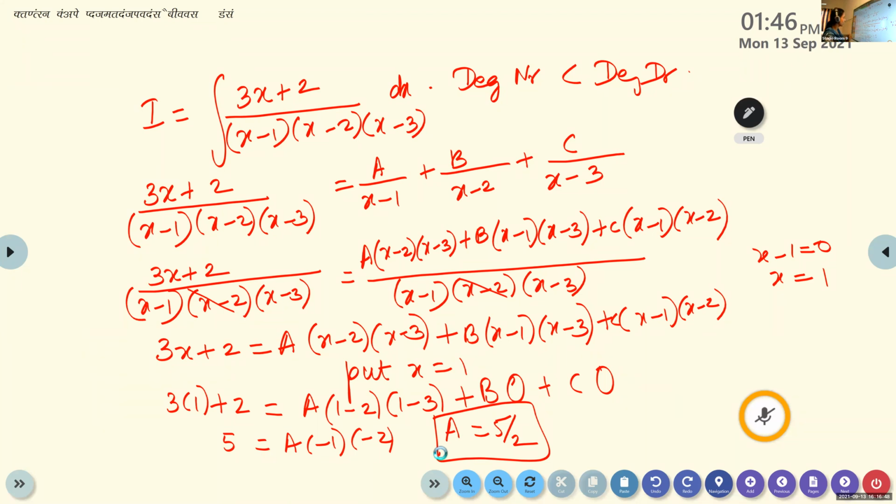Now look at the next one. Next, we want to find B. If you want to find B, which terms should be made 0? A and C should be made 0. We want to find B, so the other two terms must be made 0. Now look at these two terms. In the terms with A and the terms with C, which factor is common?